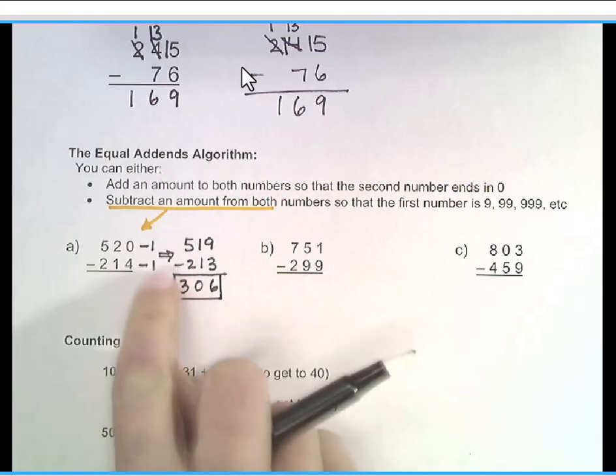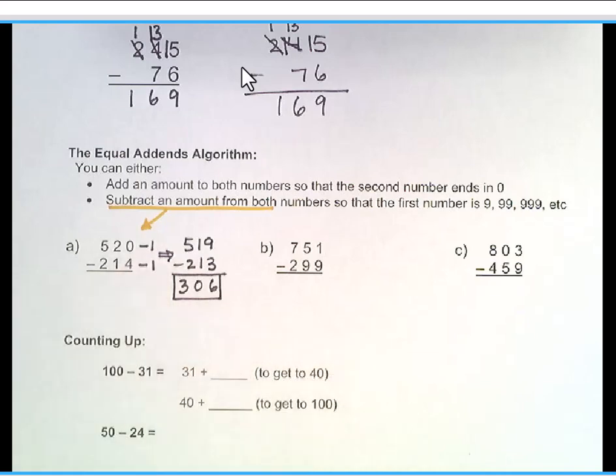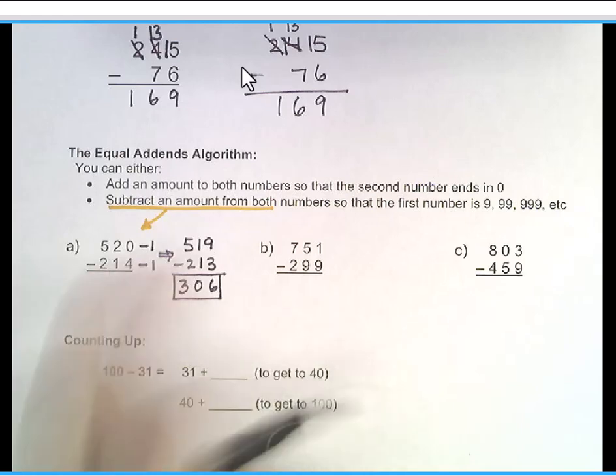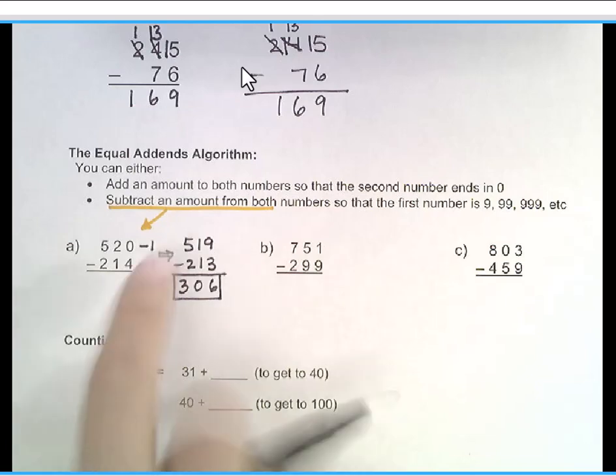And you can do it without having to regroup. But you have to do the same to both top and bottom. When we did addition, you had to add one and subtract from the other. But because this is subtraction, it takes care of itself. So you can do the same thing to both top and bottom. So we subtracted an amount.